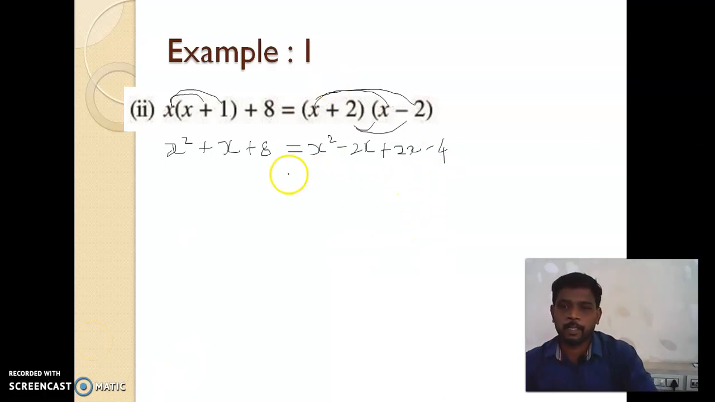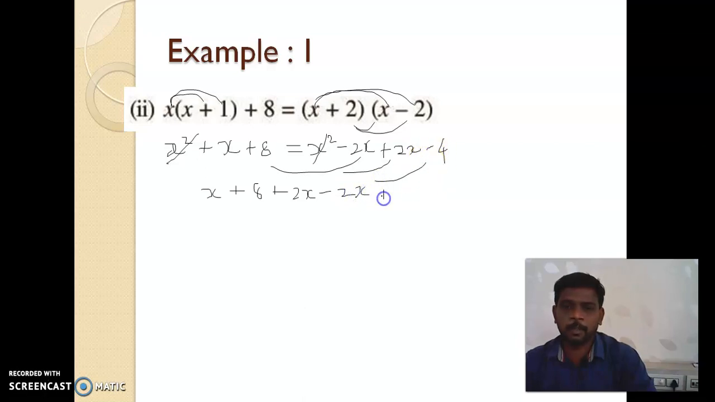Now bring everything to the left hand side, or can we cancel these two? Yes, x square gets cancelled here, so x plus 8, and transpose all three terms to the left hand side. So minus 2x becomes plus 2x, and plus 2x becomes minus 2x, and minus 4 when we transpose becomes plus 4, equal to 0. Again plus 2x and minus 2x cancel each other. So what is remaining? x plus, here 8 plus 4 is 12, equal to 0.